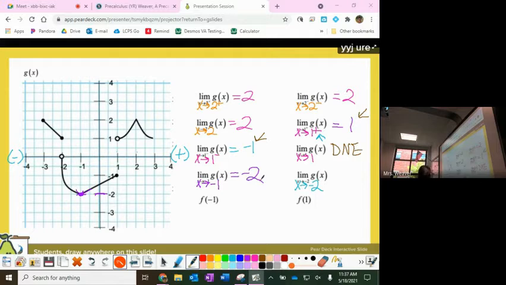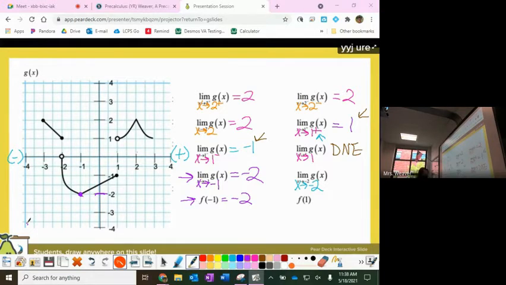Now, I want to point out that if it's a continuous function, if it's connected and continuous, at least on the area that we're looking at, then where the function actually exists there is also the limit. So here, right below that, it asks for f of -1. F of -1 is -2. So the function evaluated at -1 and the limit as it approaches -1 are the same if it's continuous on that piece of the graph.